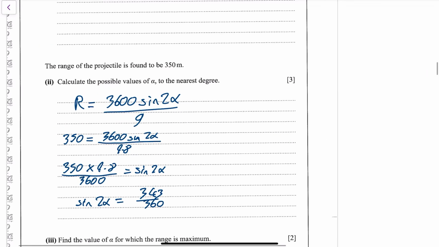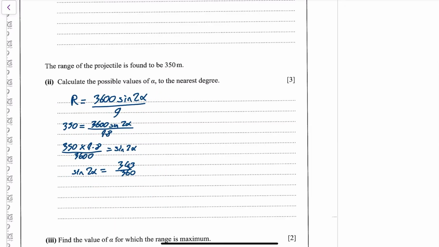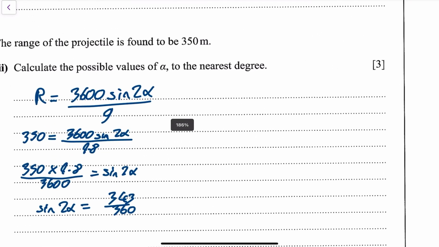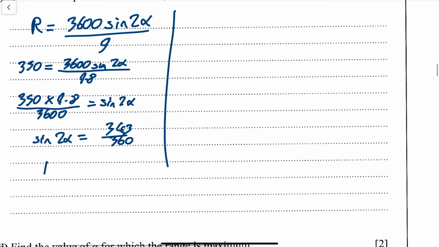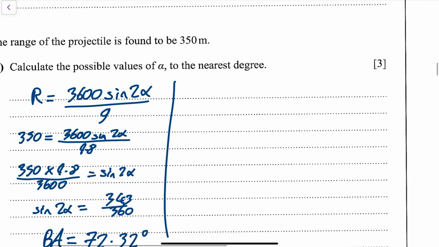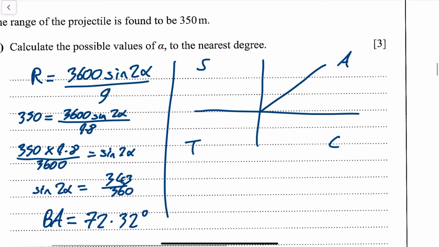Right, I've run out of space. Don't write as big as that, please. So that's what you've got. Then you would do your basic angle: shift and sine of that, and I'm trusting I've got this right. That was 72.32 I got. If it's not, please adjust that. You should be checking these as you're working through this. Then sine is positive, so it's a CAST diagram question now. It goes in here and here.